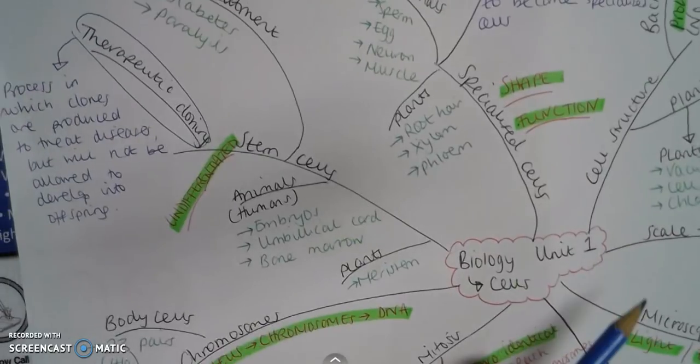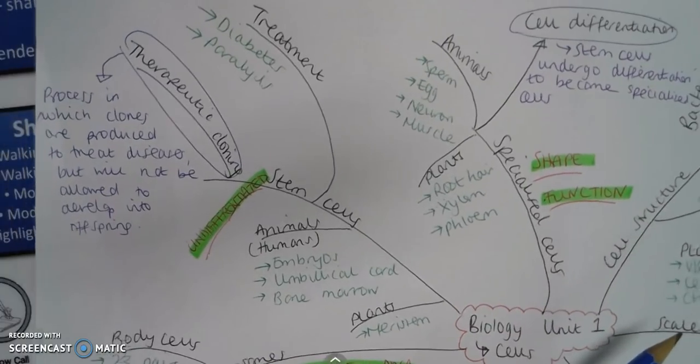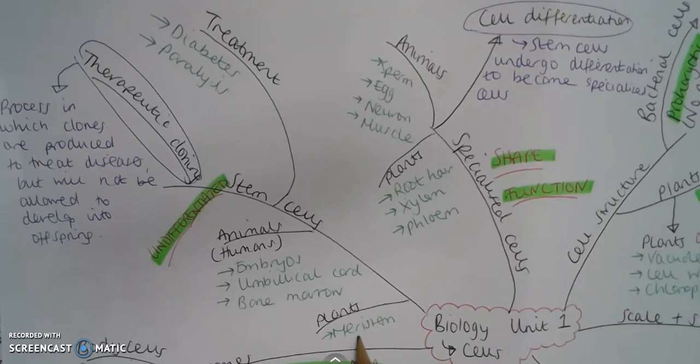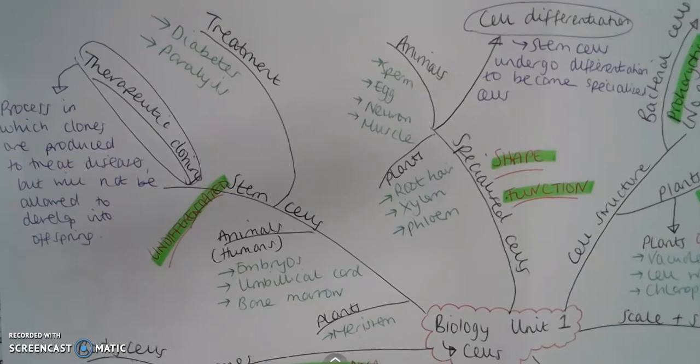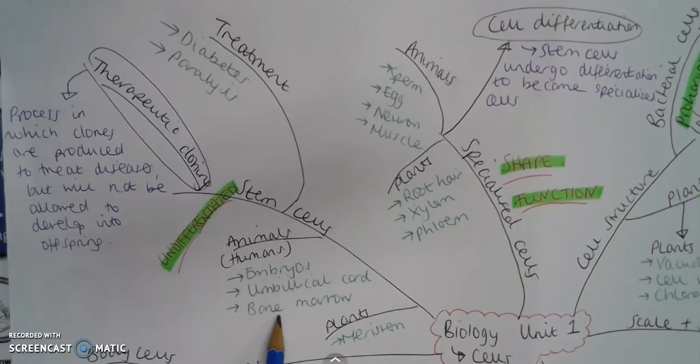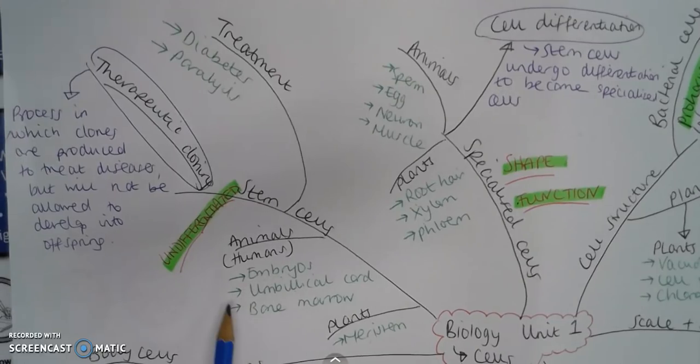Moving on to stem cells then. With regard to stem cells, we'll start by looking at where they come from. So in plants, this is hopefully nice and easy to remember because there is only one source of stem cells, and that is the meristem, which is the growing root or shoot. So the meristem tissue is where those stem cells are found. In animal cells, or in humans, there's 3 locations that they can be found. They can be found in embryos, the umbilical cord of newborn babies, and the bone marrow in adults. So there's 3 locations in humans.